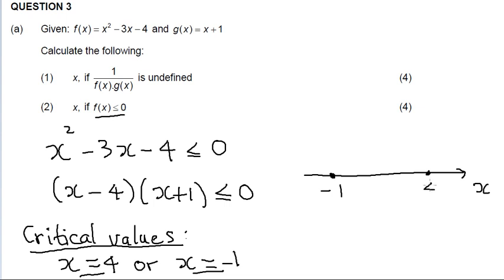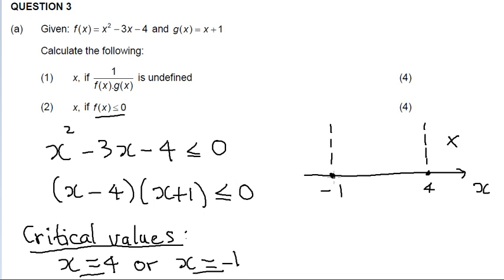negative 1 and 4. And so now we can test our solution in the different regions, and we are looking for where we have a negative value. So if I take a number to the right of 4, maybe 5 for example, and if I plug in 5 in place of x, I'm going to get 5 minus 4, which is positive 1, 5 plus 1, which is positive 6, and if I multiply them, the two positive numbers, I'll get a positive answer. That's not what I want. I want a negative answer.